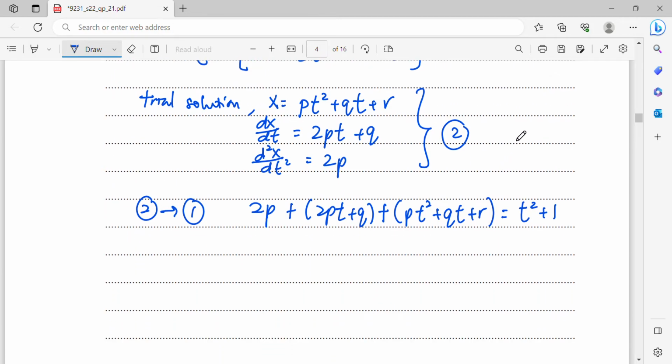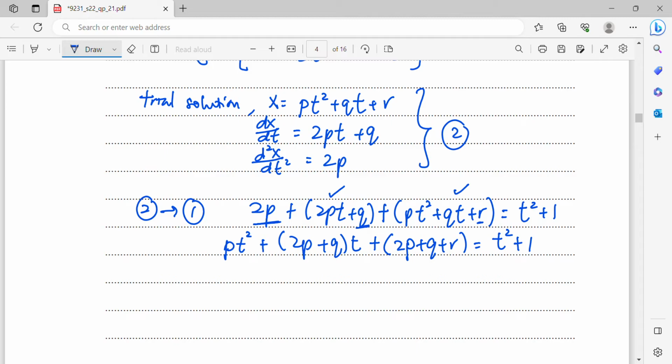Now, to find the unknowns, we can rearrange to group the coefficients for t squared, t, followed by the constant. So from here, I will get pt squared plus 2pt combined with the qt, then you will get t times 2p plus q. Then the rest of the terms will be the constants, so I get 2p plus q plus r, equals t squared plus 1.